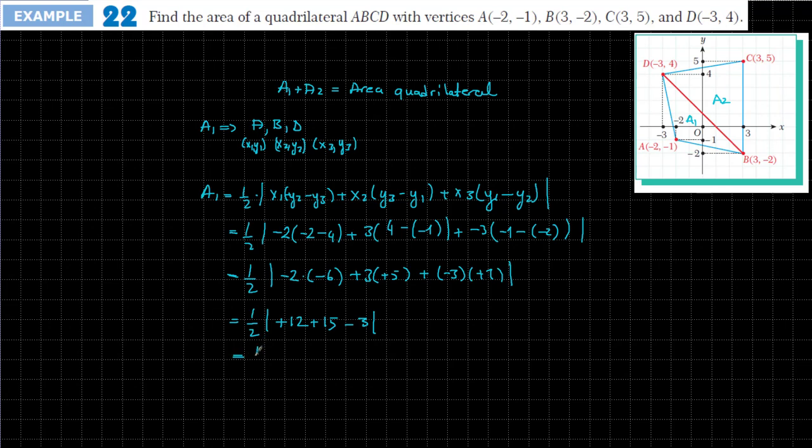So the answer is equal to 1 over 2 times, here it's going to be plus 12 plus 15, 27, minus 3, it's going to be equal to plus 24, which is equal to 1 over 2 times 24, and A1 is equal to 12. So this area is going to be equal to 12. This is the area of A1. And if we find the A2 by using the same formula, I think I'm going to do this one in the class. So we are going to find the area of the quadrilateral here.